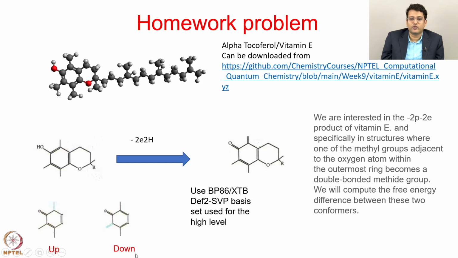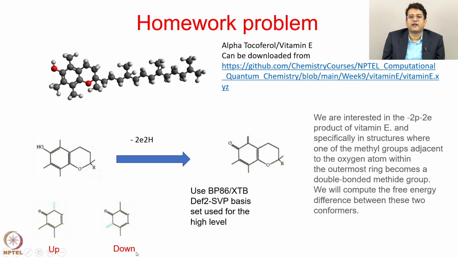So what you need to do is use a BP86 XTB calculation. Basically, the def2-SVP basis set should be used for the high level method, the BP86 DFT method, and the lower level method should be XTB. Remember, we need free energy. So first we need to optimize the structure, taking the QM region at BP86, and calculate the frequency, and from that we can get the free energy.